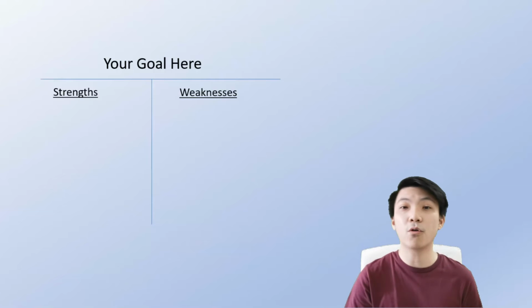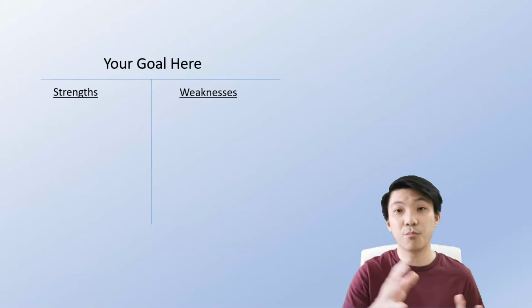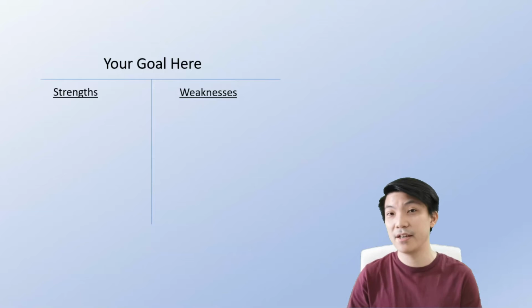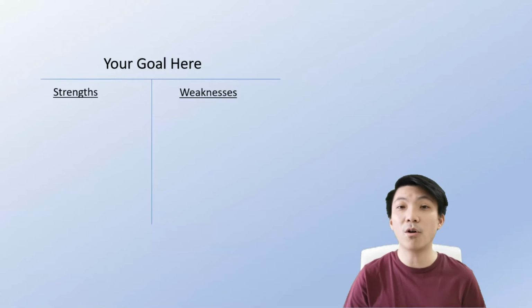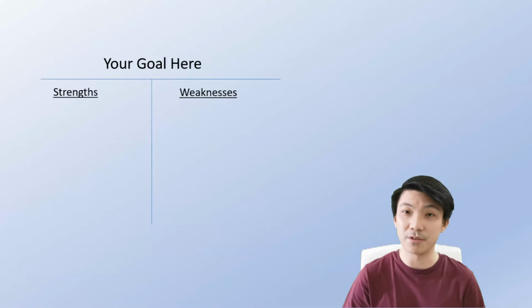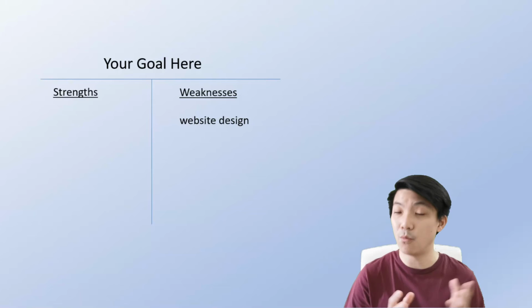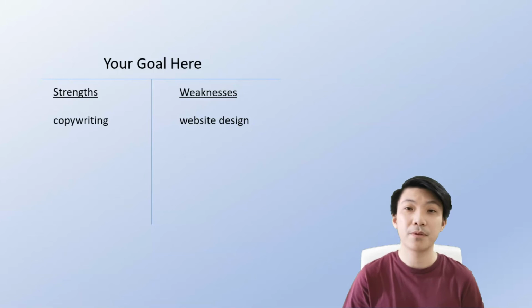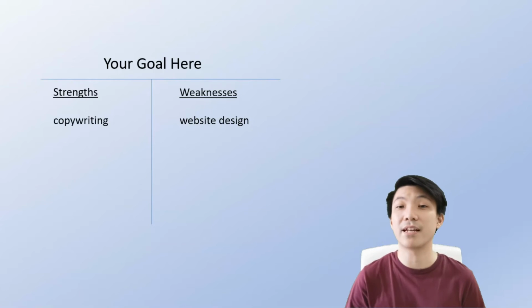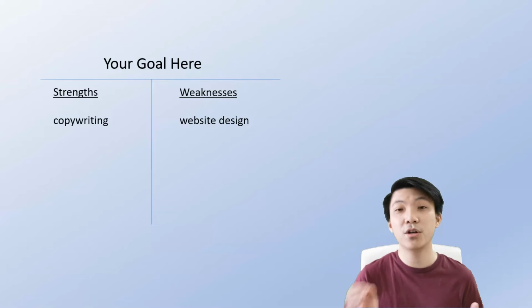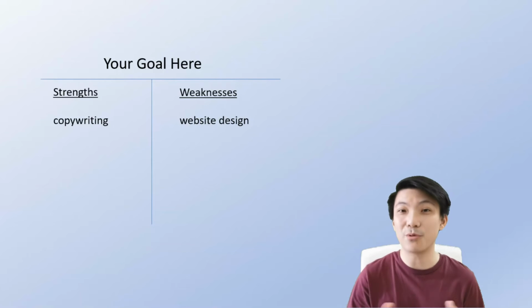For example, your goal can be something like to build a 4-figure e-commerce business, and then you list down all the necessary skills you need to achieve your goal into the two columns, okay? For instance, you can list down things like website design, and because you have no idea how to design a website, you place it into the weakness column. Here's another one, copywriting. And because you have attended a class about copywriting before, you think you are quite good with it. So you add this skill to the strength column.